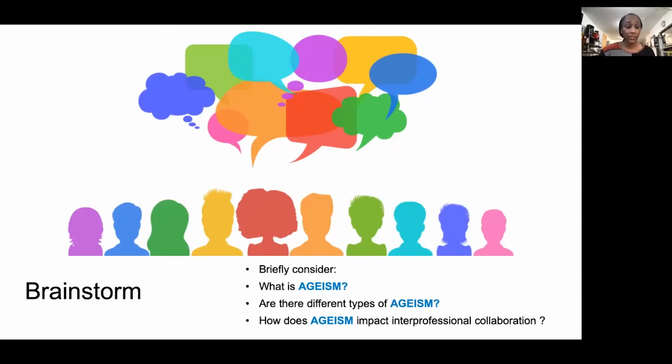Lily, you're awesome. Lily gave us some really good examples, like the assumption that all old people smell. These are all assumptions or stereotypes that we are applying to all older adults. Do you think that there are different types of ageism?